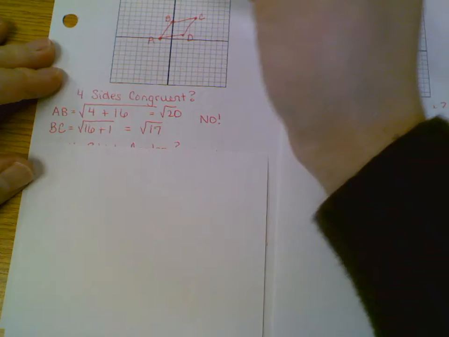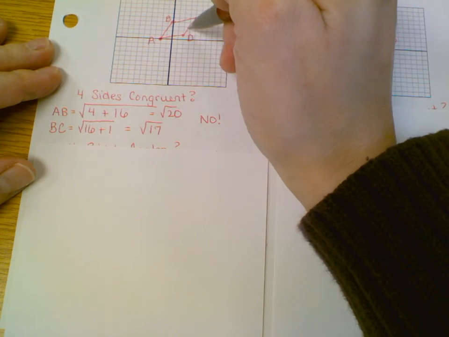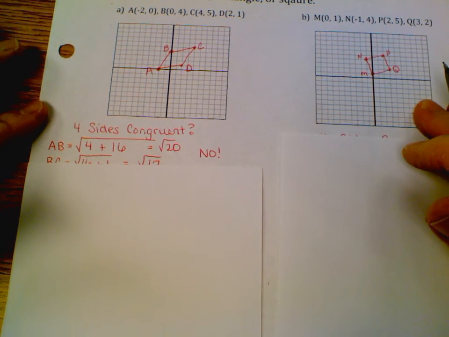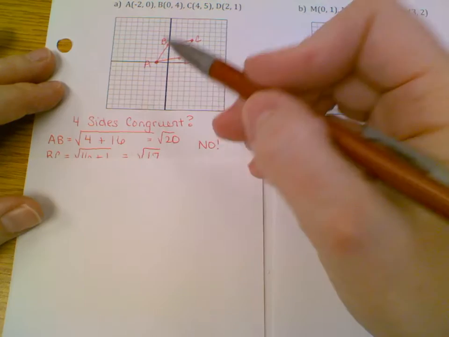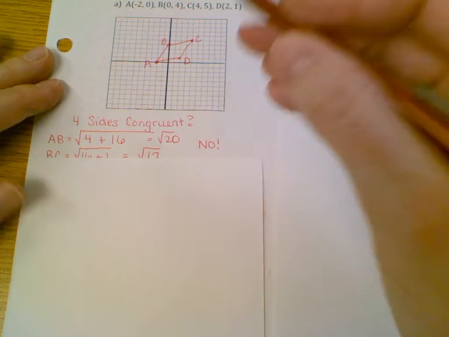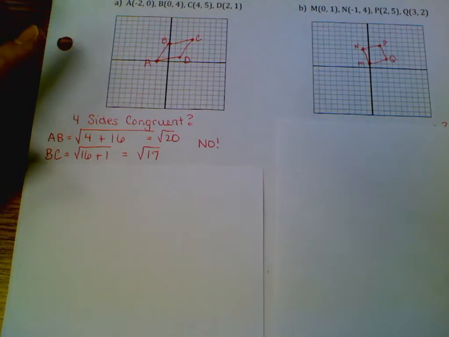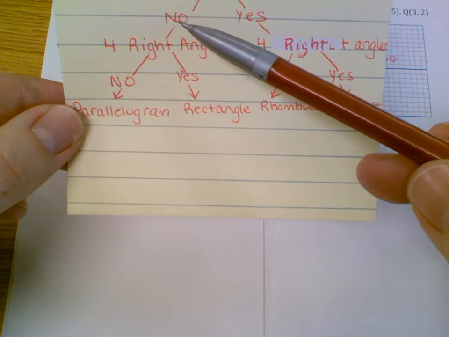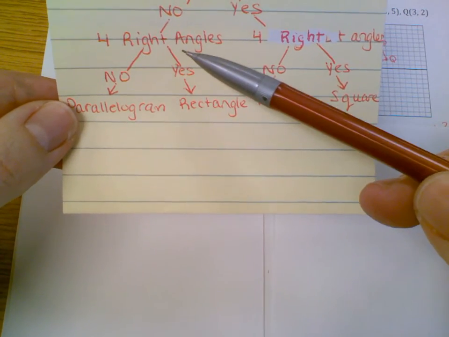So if those sides are not congruent, then their opposite sides are not going to be congruent, showing that the 4 sides aren't congruent. So if you pick one side and then another side right next to it and they're not congruent, you can just stop there and go on to the next step. So since those are not congruent, now I'm going to check for 4 right angles.